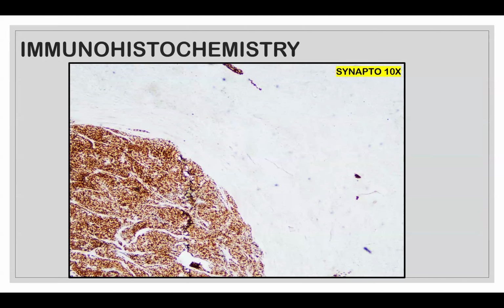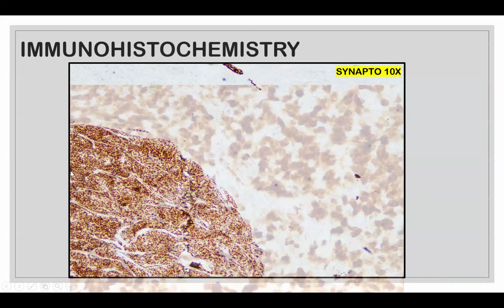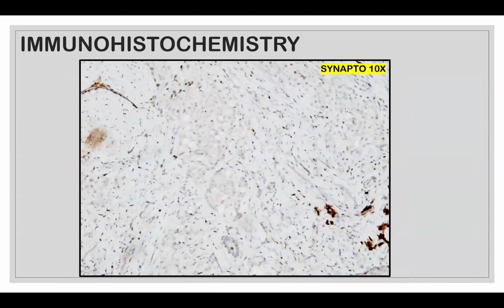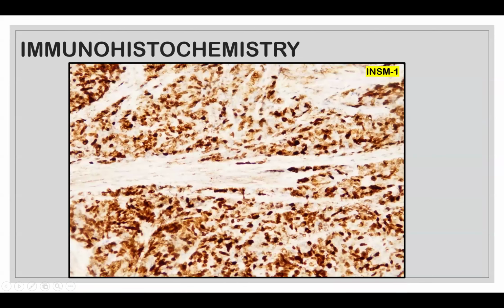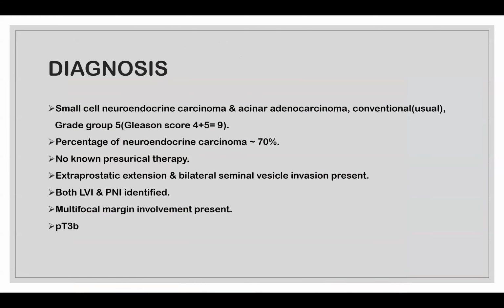We proceeded with immunohistochemistry. Synaptophysin was done and it was positive in the organoid areas and negative in the glandular areas. INSM1 was also done. It was also positive in the organoid areas.